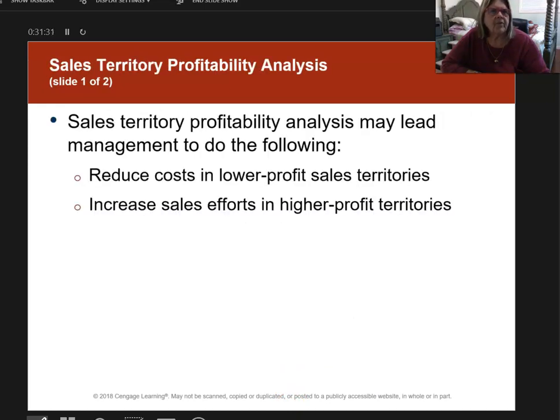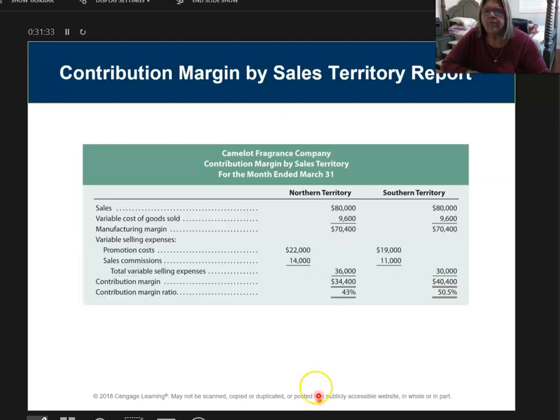So here is a contribution margin by sales territory report. This is taking each territory and breaking it down, telling me which territory is making a better contribution margin ratio. So this is how I might actually use all of this information. This is the end of this video. We'll pick up the information for this company on the next video when we start talking about sales territory performance or profitability.